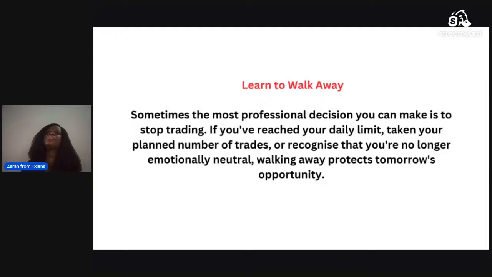Now, why are they giving you this rule? They want to be sure that you don't revenge trade. That is the psychology behind daily limits. You need to understand what these prop firms are doing. The psychology behind minimum trading days is that they want to know that you can actually do this thing, that it's not luck. The psychology behind daily limits is that they want to know that you know how to walk away when you're losing, that you don't revenge trade.